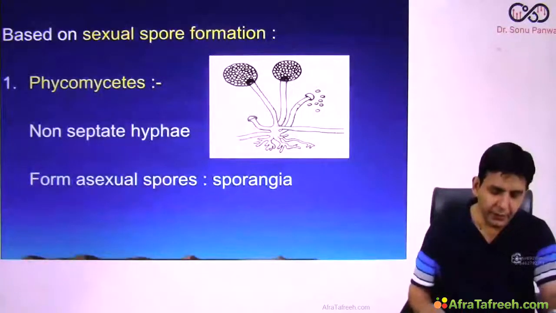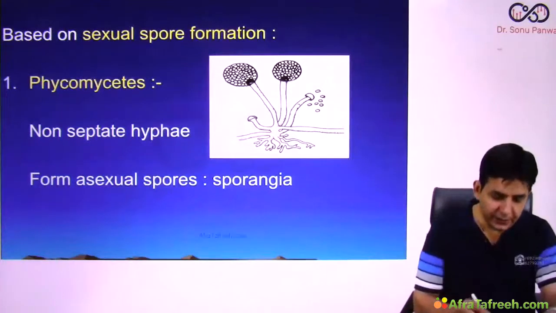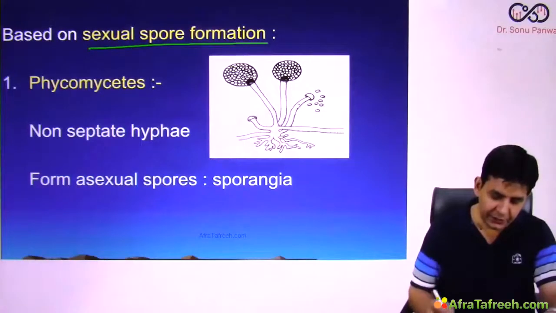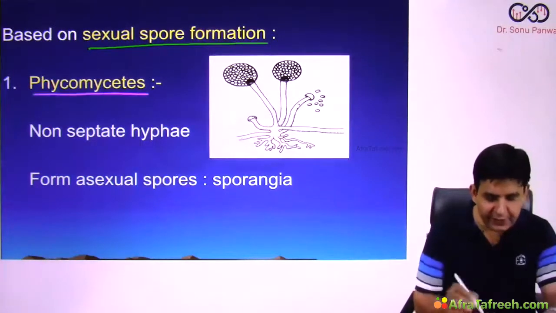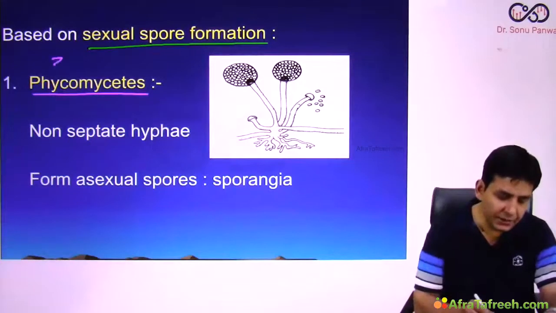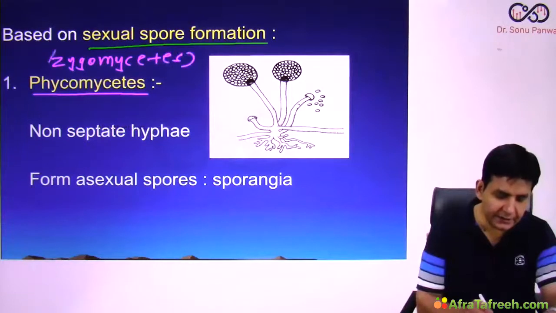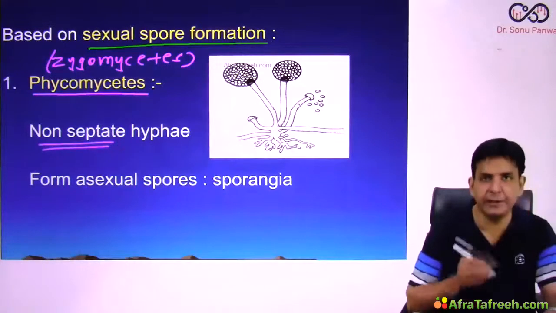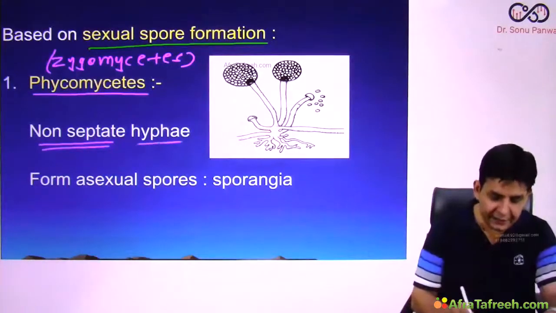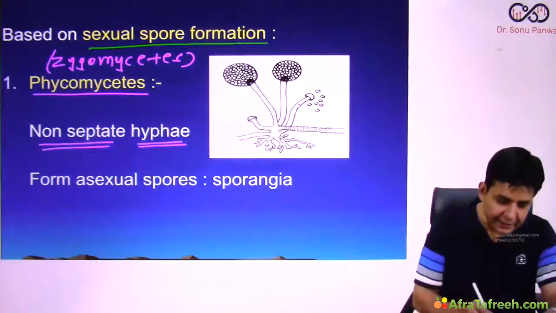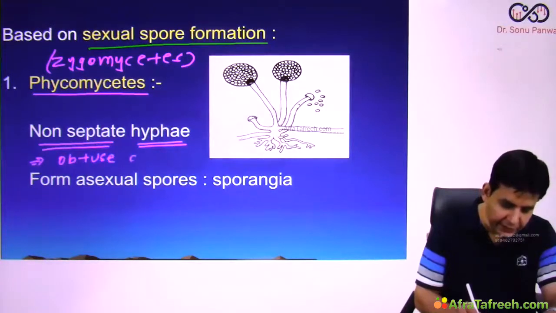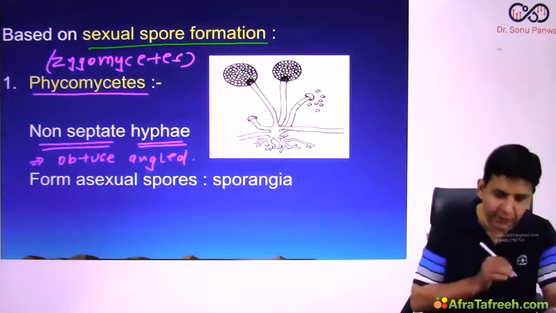Fine. Now, the other classification is based upon the sexual spore formation. In sexual spore formation, you need to remember first of all the phycomycetes. Phycomycetes are also termed as zygomycetes. The most important thing is they have non-septate hyphae, and they are arranged obtuse angled mostly.